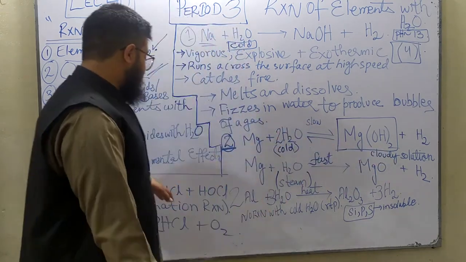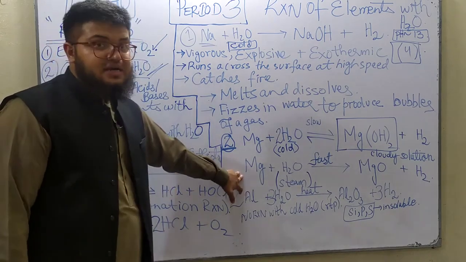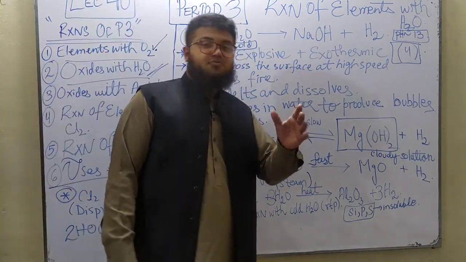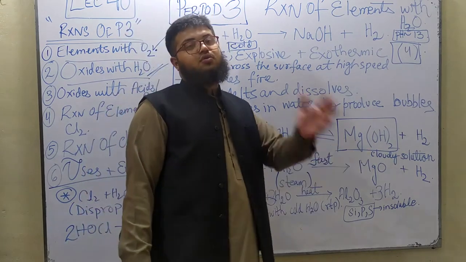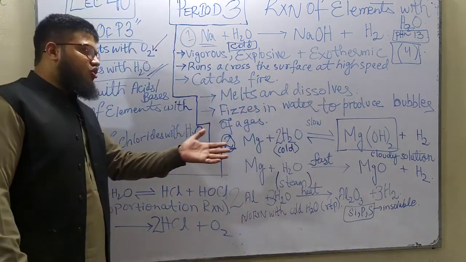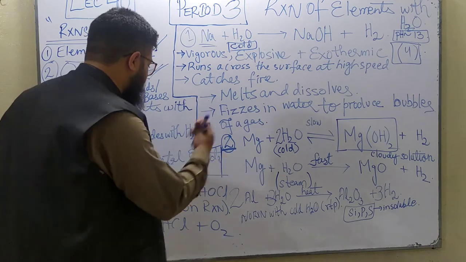Fast reaction. Then, and again, this reaction also needs to be learned, that when magnesium reacts with steam, it produces oxide. With cold water, it produces hydroxide, and cloudy hydroxide, and the oxide is just a solid which is formed.